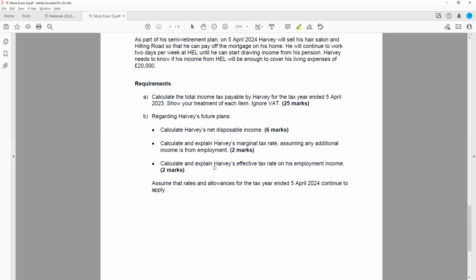So we can see the first requirement is to calculate the total income tax payable by Harvey for the tax year ended 5th of April 2023. Show your treatment of each item, ignore VAT. So we've got this for 25 marks. Calculate the income tax payable.